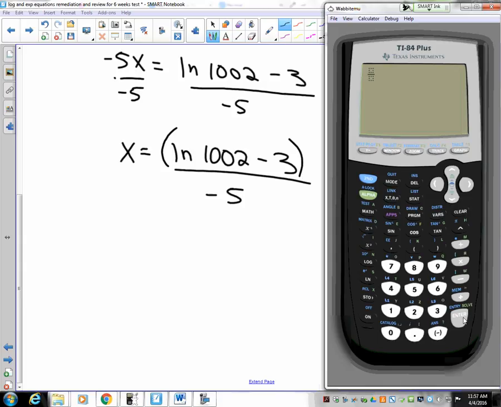All right, so we type it in. Make sure y'all got it right. Natural log of 1002. Got to close that parenthesis, because what happens when I don't close that parenthesis is it subtracts 1002 minus 3 and then does the natural log. So minus 3 and then divided by negative 5. How many decimals? 2? So negative 0.78.